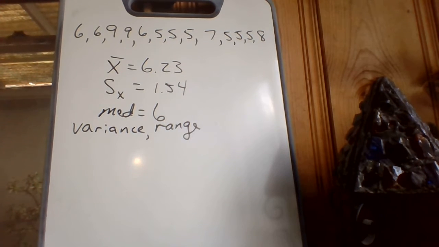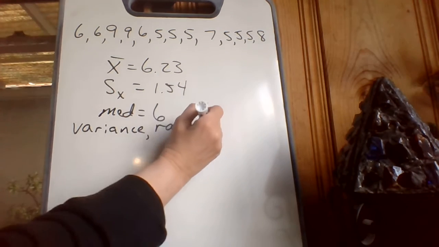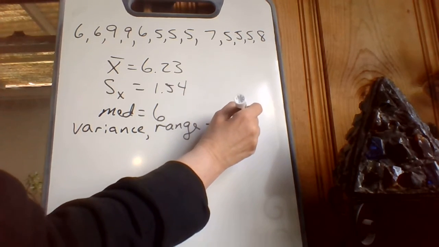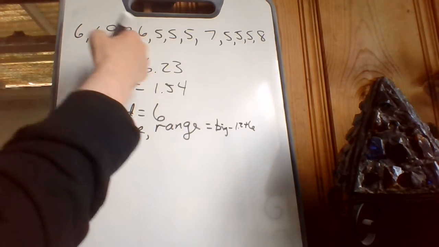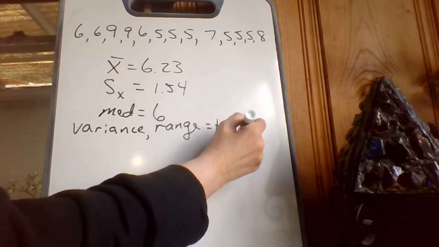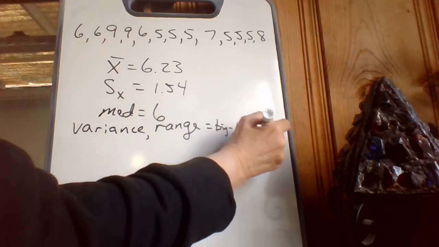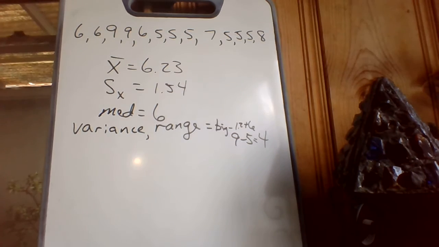All right, so how do I answer those homework problems? Because it said get the standard deviation and the variance and the range. So now I got to get those. Well, the range is the biggest number you can find minus the littlest number you can find. So 9 is the biggest number I can find, and 5 is the littlest number I can find. So the range here is 4. So that's how you compute the range.